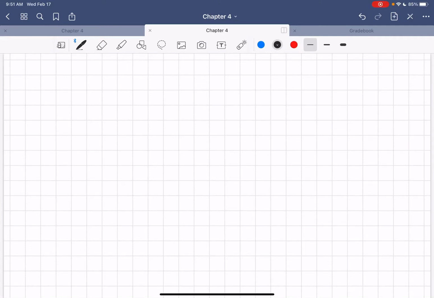Okay, this video is going to be a 2-for-1. The next section in that packet was writing the slope-intercept form if you're given the slope and the y-intercept. So given slope and y-intercept.